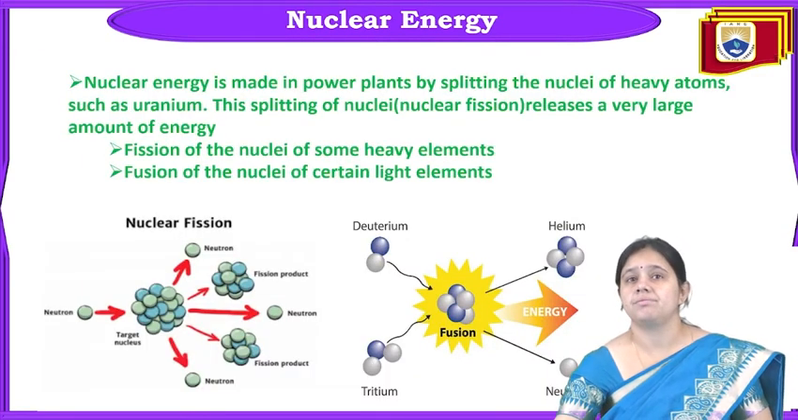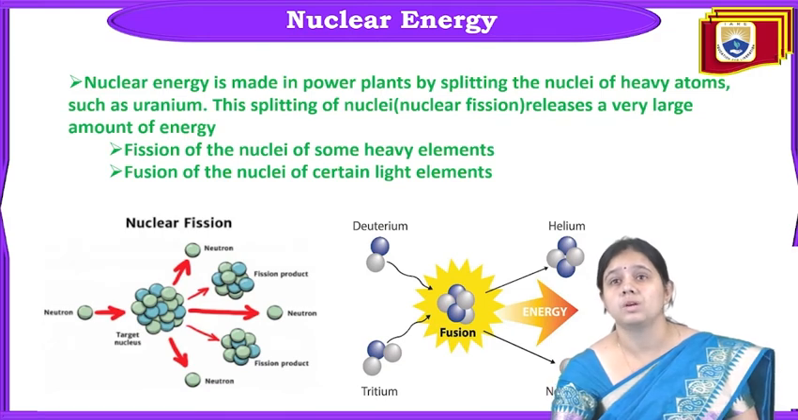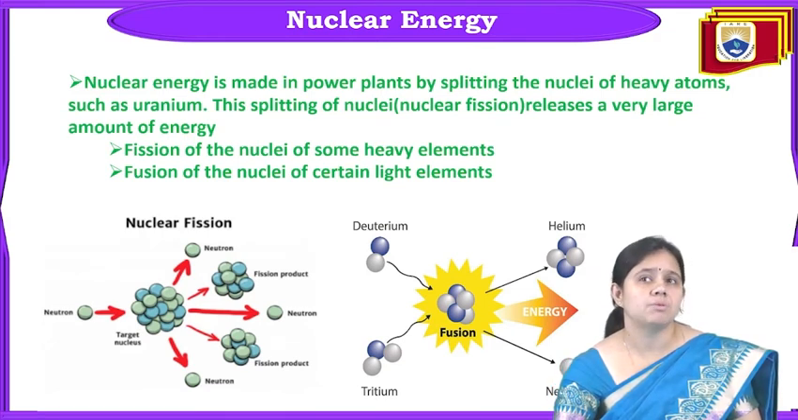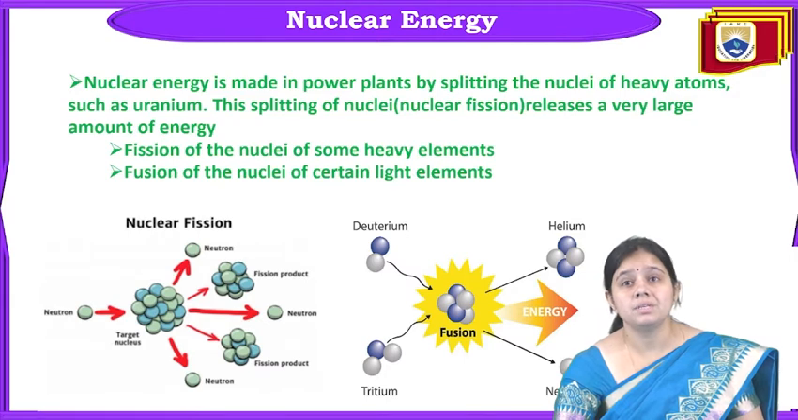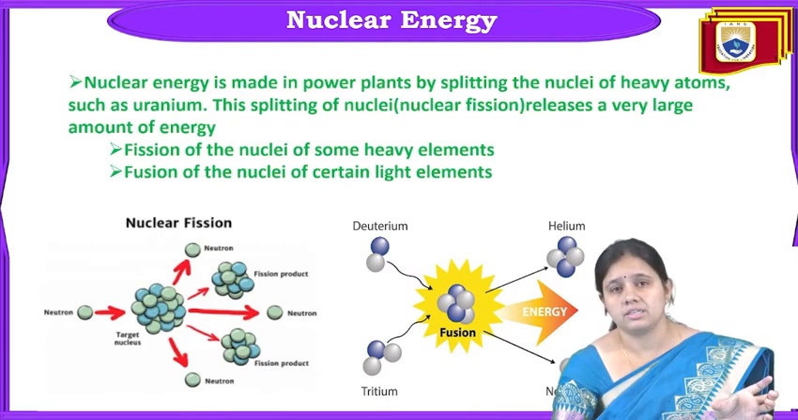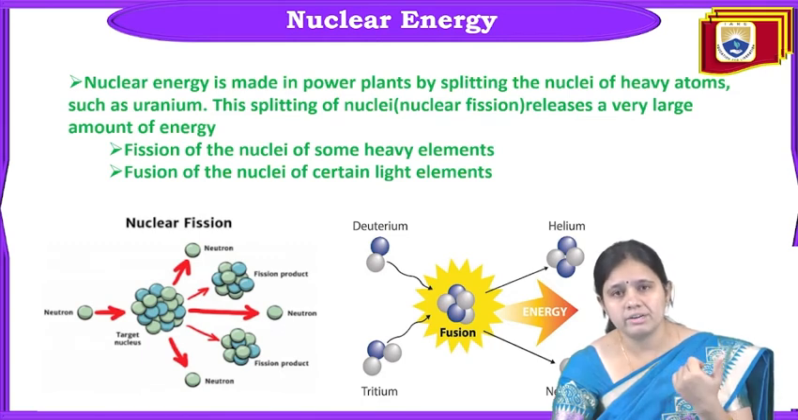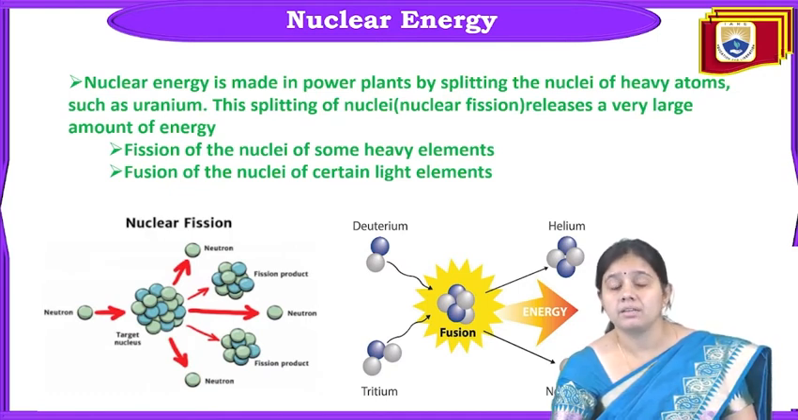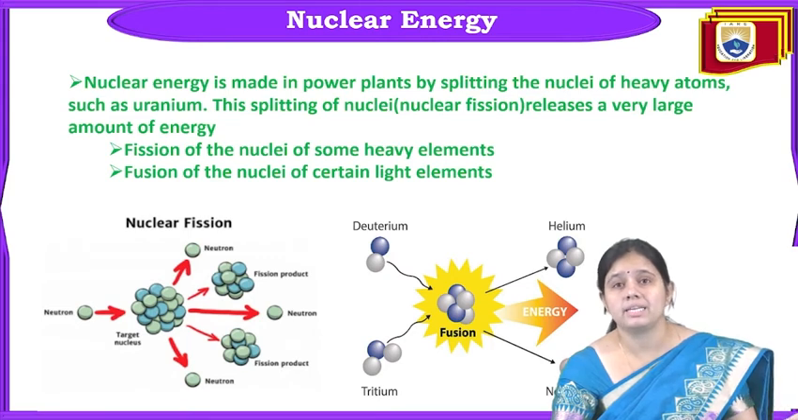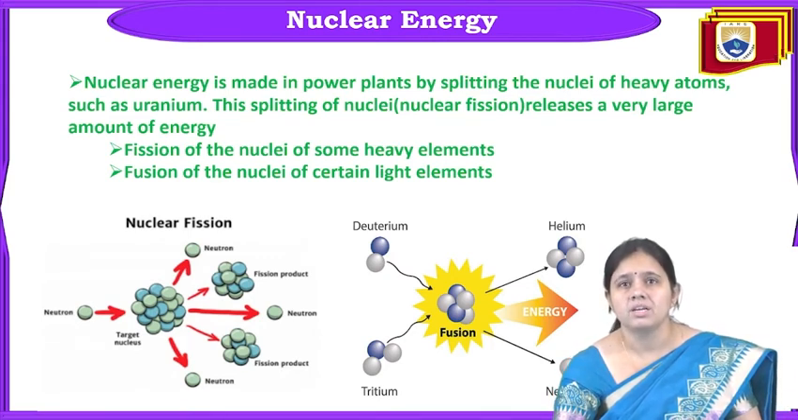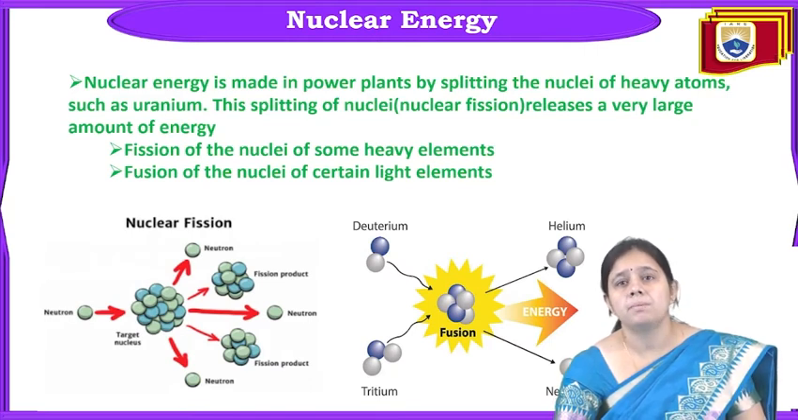Now we come to a different form of energy, that is nuclear energy. As we have already discussed, nuclear energy comes under the category of alternate energy source because it is a non-renewable source of energy. We use thorium and uranium, obtained by mining, and they cannot be replenished or renewed in a human lifespan. So nuclear energy comes under the category of non-renewable sources of energy, but it is a very good source of alternate energy.